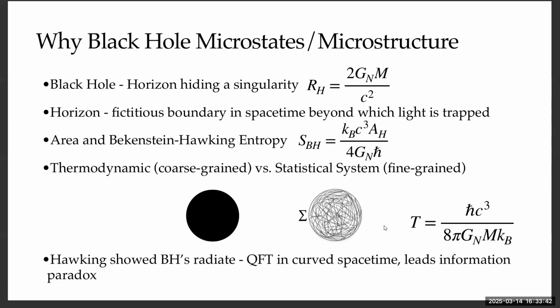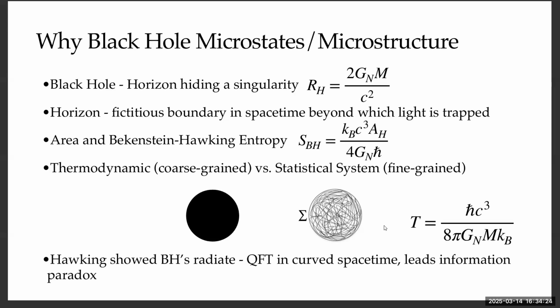So why should we be concerned about black hole microstructure? Well, what is a black hole? In simple terms, it's a region in space-time from which light cannot escape, and it's defined by having a horizon that tells you where this boundary is. It's a fictitious boundary, and it's hiding a singularity. And since there's some horizon, there's some area associated with this, and the Bekenstein-Hawking entropy.